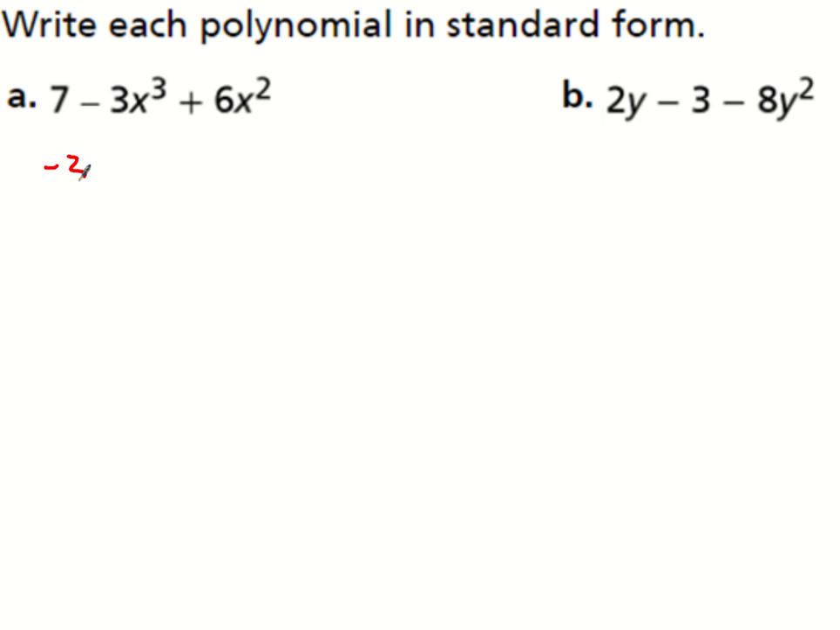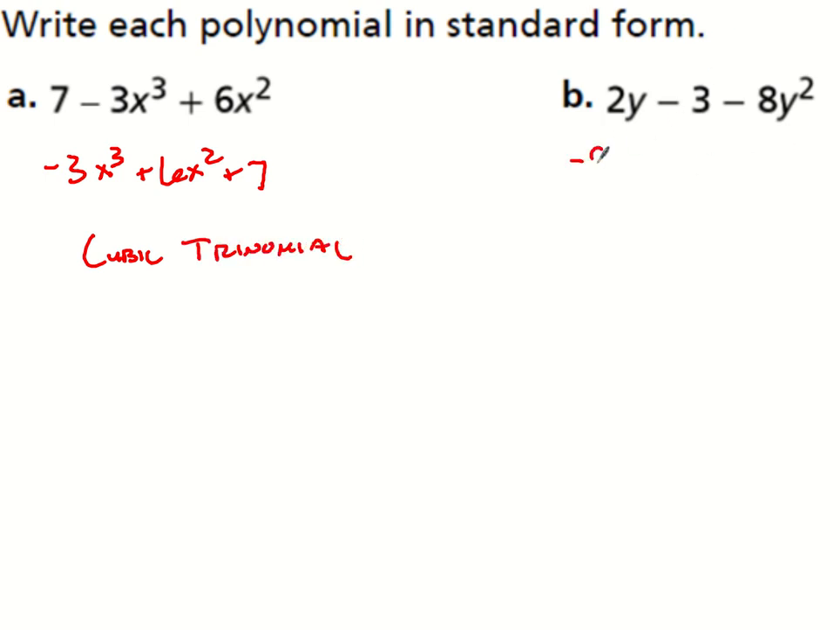Okay, so this first one, you'd have negative 3x to the 3rd power plus 6x squared, and that'd be positive 7. This is in descending order. So let's see, this one, the highest degree is 3, so this is cubic, and there's 3 terms, so it's a cubic trinomial.